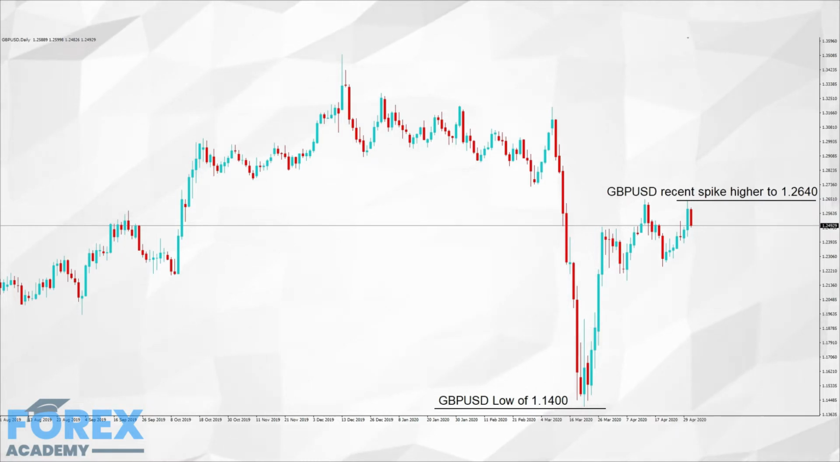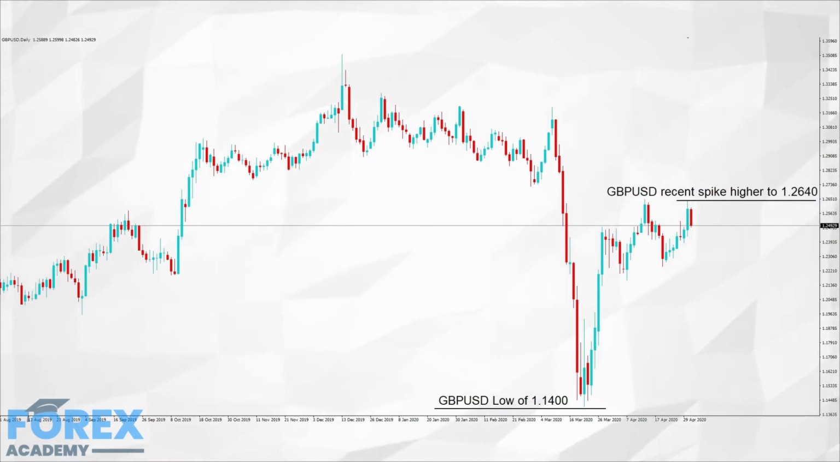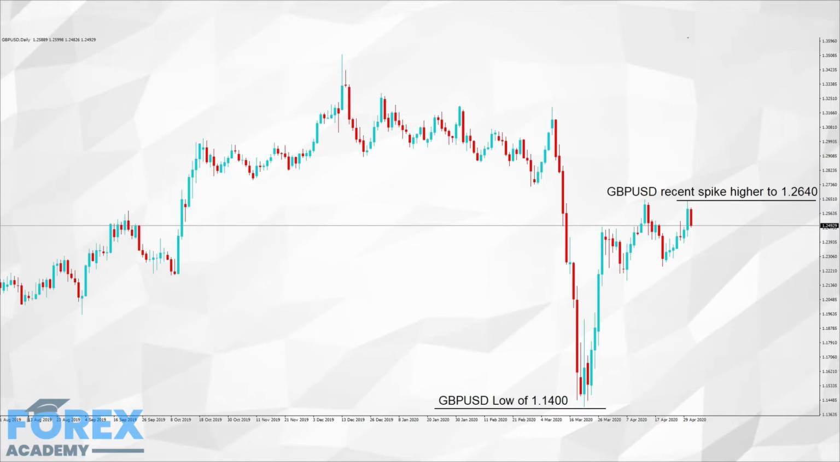So what is going on? Well, one thing is for sure, the British economy data releases are not really showing the true extent of the fallout of the COVID-19 pandemic as of yet. And so, the fundamentals are lagging the technicals. In other words, the markets are being driven by technical analysis rather than fundamental analysis in some circumstances.